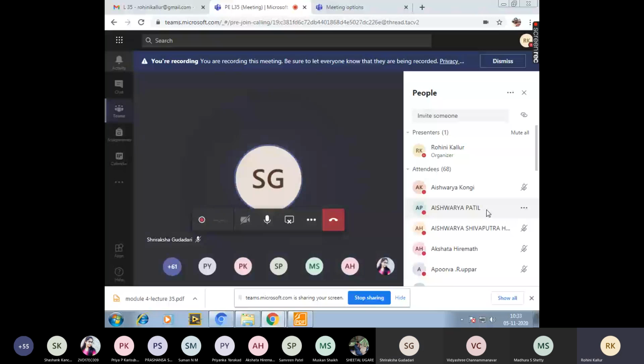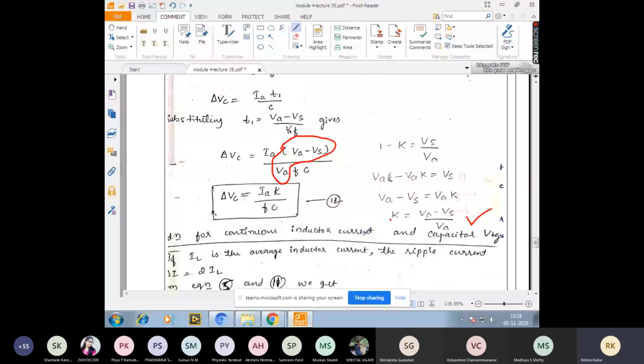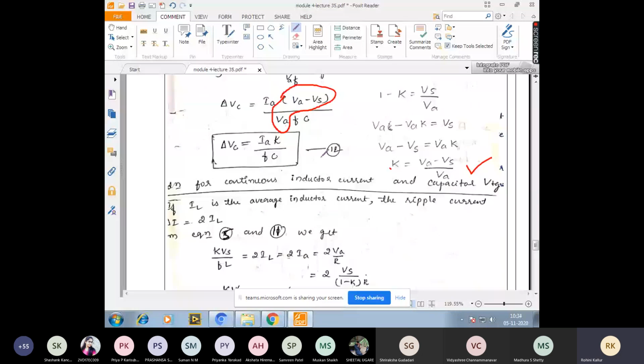Okay. So this is the duty cycle, Va minus Vs divided by Va. So next, this is your 8th part of the calculation. After I calculate the value for delta Vc and delta I, you will be doing what is called the condition for continuous inductor current and the capacitor voltage.